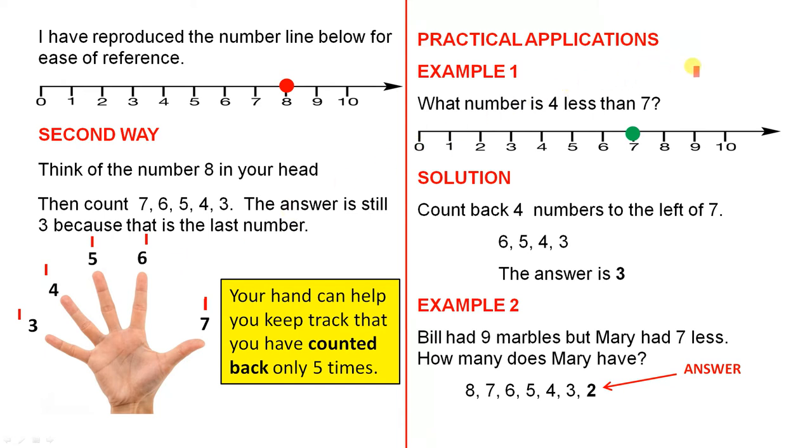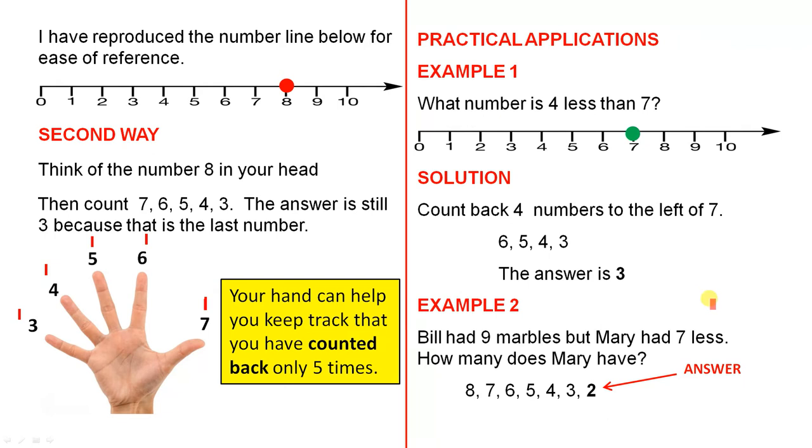Practical applications. Example 1. What number is 4 less than 7? Solution. Count back 4 numbers to the left of 7. 6, 5, 4, 3. The answer is 3. So there's 7. 6, 5, 4, 3. Or we can count back 4 times. 1, 2, 3, 4. The answer is always 3.